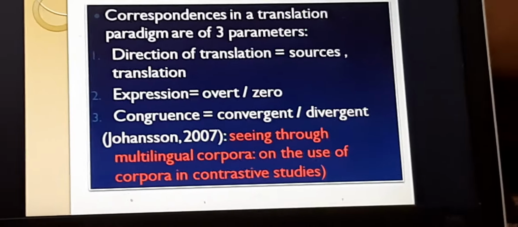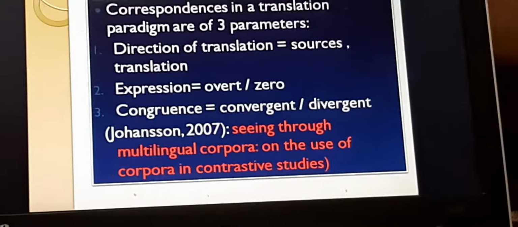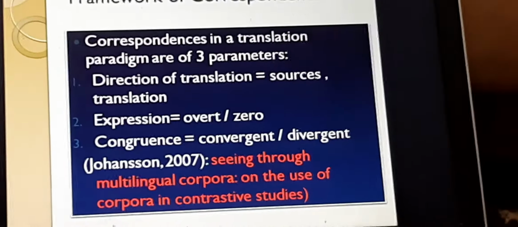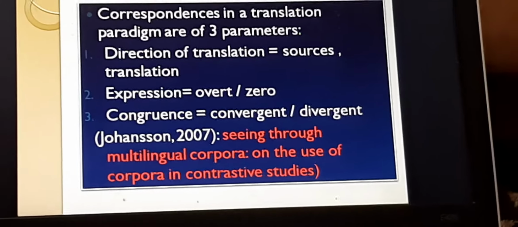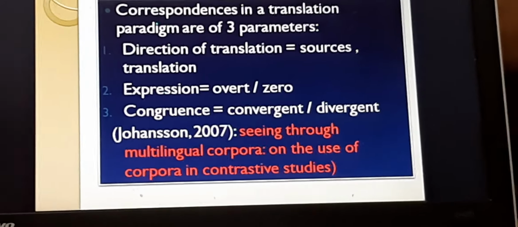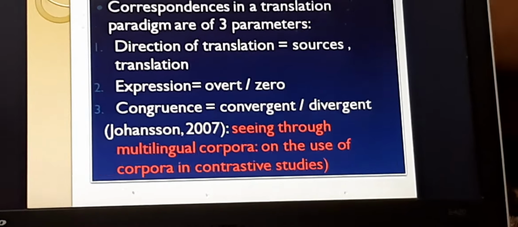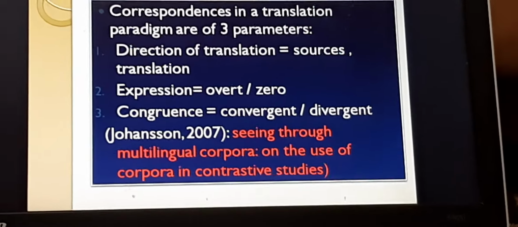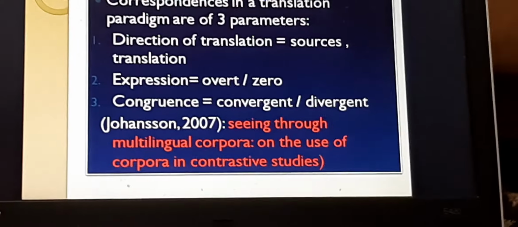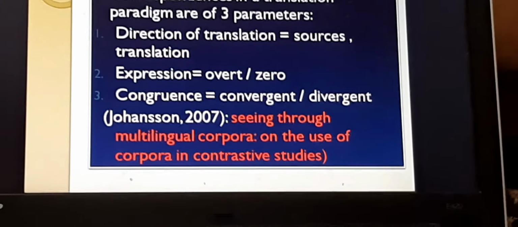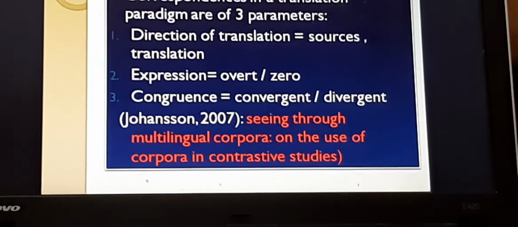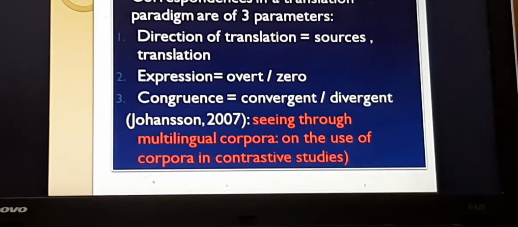So I'm back again to continue what is meant by translation paradigm. Correspondences in a translation paradigm are of three parameters. These are highly significant. The first parameter is direction of a translation. Of course, we've got two directions, either from the source to the target one or the translation one, or vice versa, and the notion of back translation.